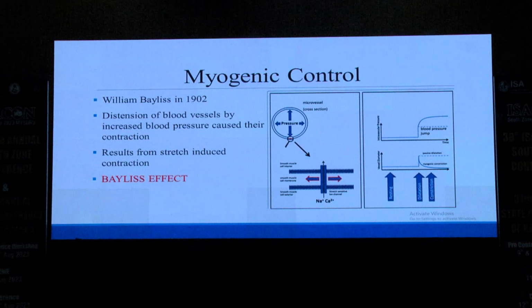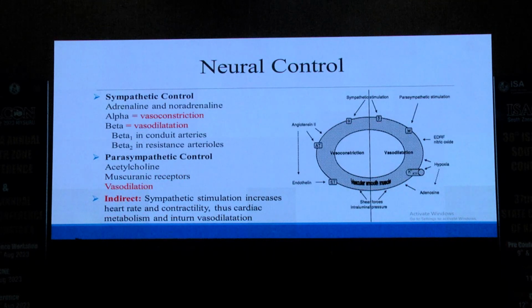The myocardium has an intrinsic property of contracting whenever there is a distension or increase in the intramural pressure of the vessel because of increased blood flow. This is mainly activated through the stretch-induced receptors located in the smooth muscle fibers of the vessel. This effect is known as the Bayliss effect, after William Bayliss, who discovered this in 1902.